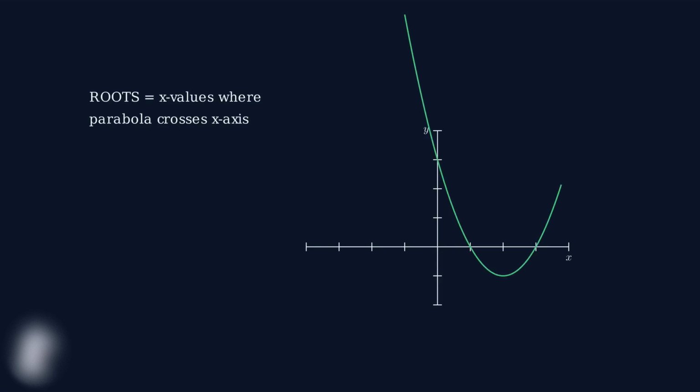Watch as we create a parabola. Notice how it curves down and intersects the x-axis at exactly 2 points. These intersection points are called alpha and beta. Alpha and beta are the two roots of our quadratic equation.